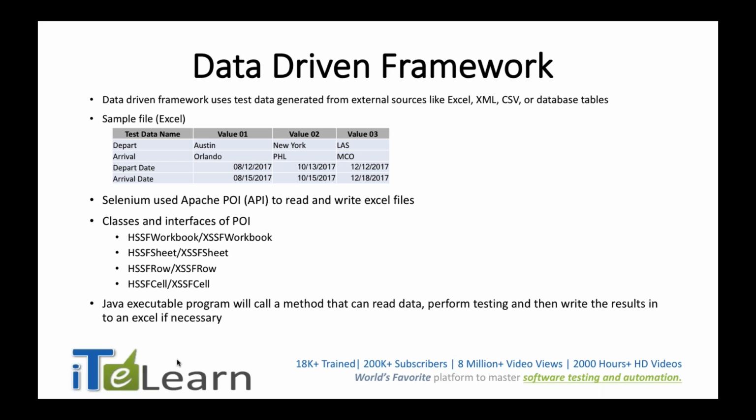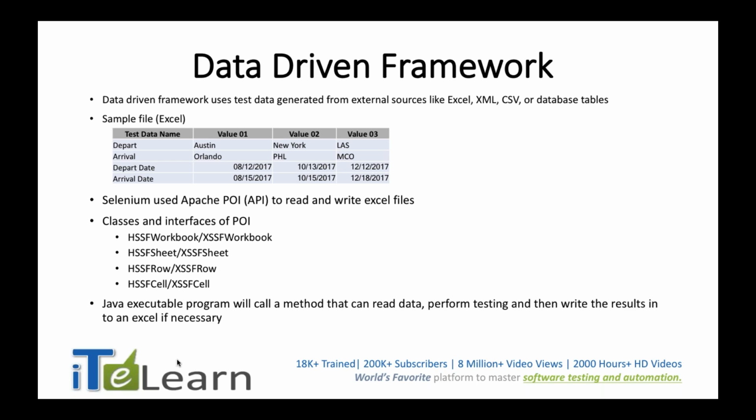The difference between HSSF and XSSF is that the first one reads .xls files, and the second one reads .xlsx files. So there are different formats of Excel files, and that is where this comes into the picture. What we are basically doing is creating variables for these four interfaces, and that's how we would be able to read or write the data.